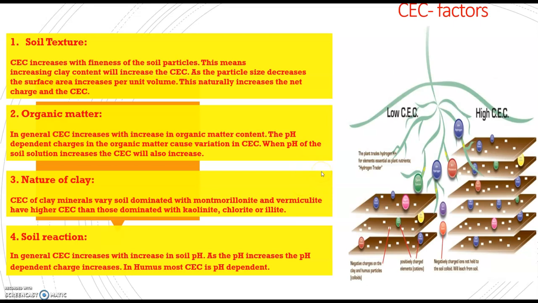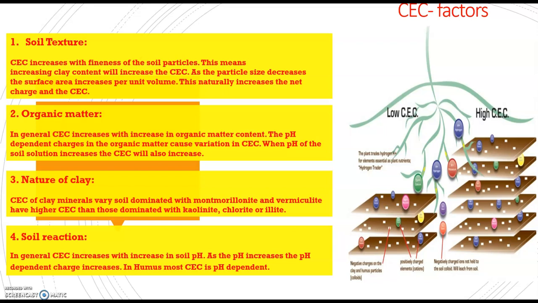Right, factors affecting CEC. Of course, soil texture, presence of organic material, nature of the clay. We already studied that we have 3 types of clay. And also soil reaction. So soil texture. Okay, what is soil texture? I hope my students still remember what we did earlier in chapter 2 on physical properties, soil structure and soil texture. Soil texture here means the composition of sand, silt and clay.